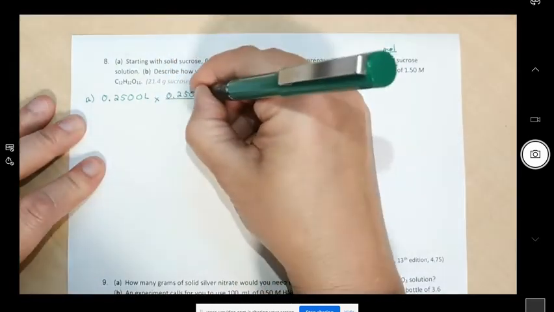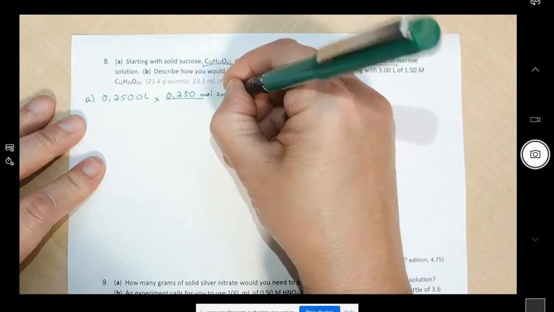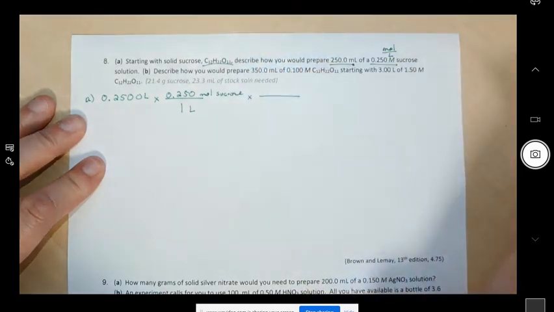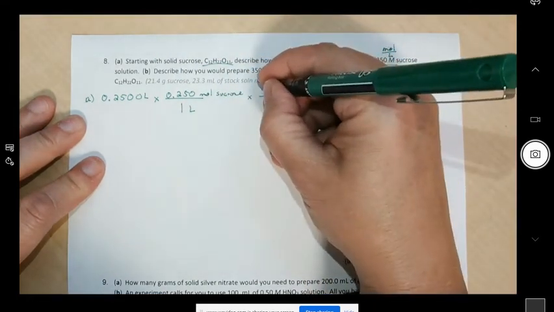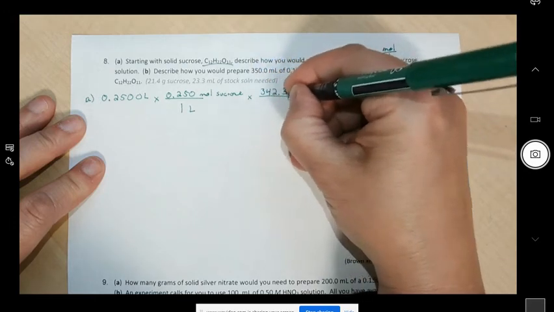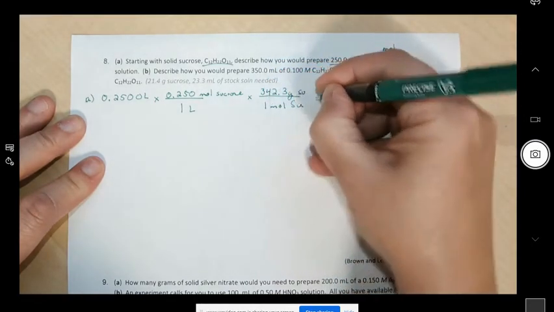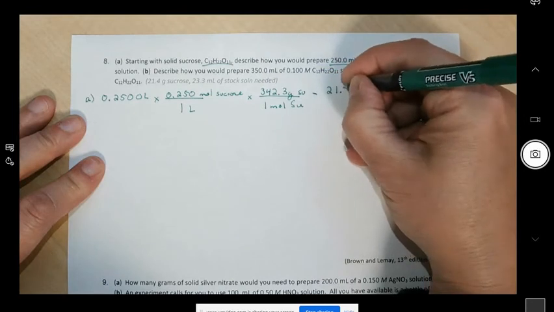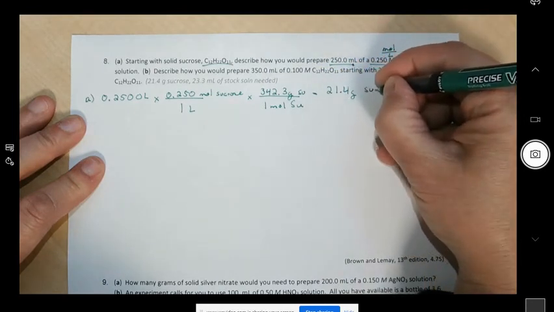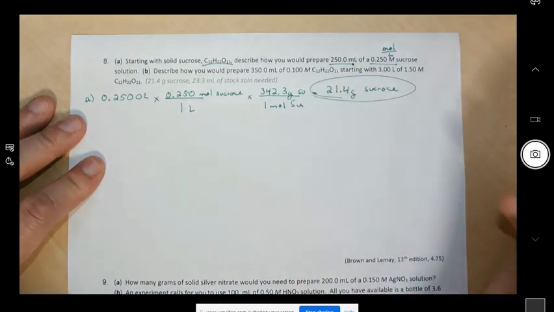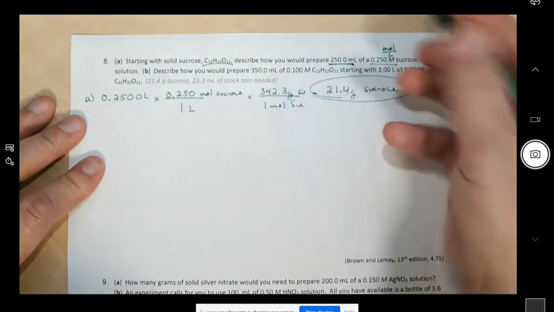0.250 moles of sucrose. I can spell it out every time. Per liter of solution. And the molar mass of sucrose, because you've got the formula there, is 342.3 grams. I'm going to use sucrose, SU, for every 1 mole of sucrose. So that tells me I'm going to need to mass out 21.4 grams of sucrose. So in general, you're going to mass out your 21.4 grams of sucrose. You are going to add it to a 250 milliliter volumetric flask.